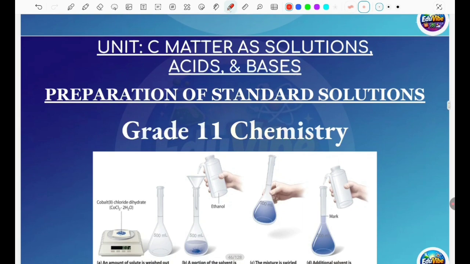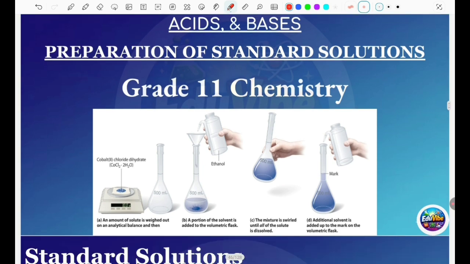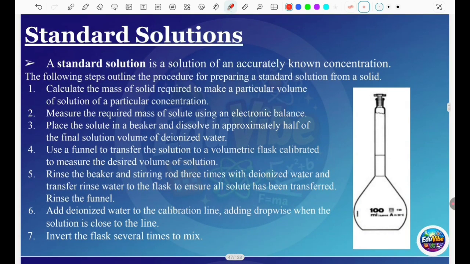In today's lesson, we are doing the next topic of Unit C of grade 11 chemistry, preparation of standard solutions. The standard solution is a very important thing. You also did the lab in your school, but this topic is also very important from the calculation point of view. So, how to make a standard solution?